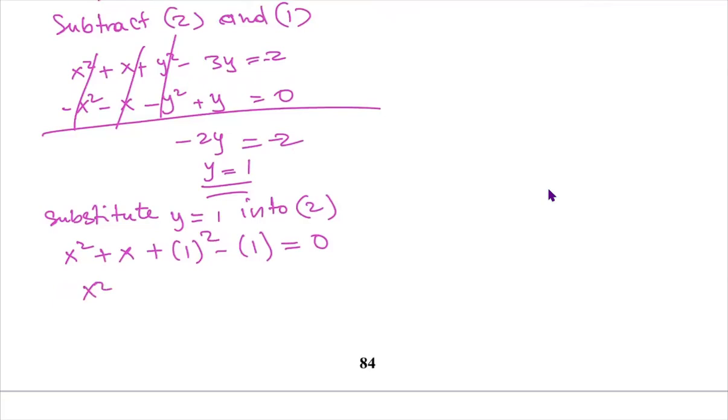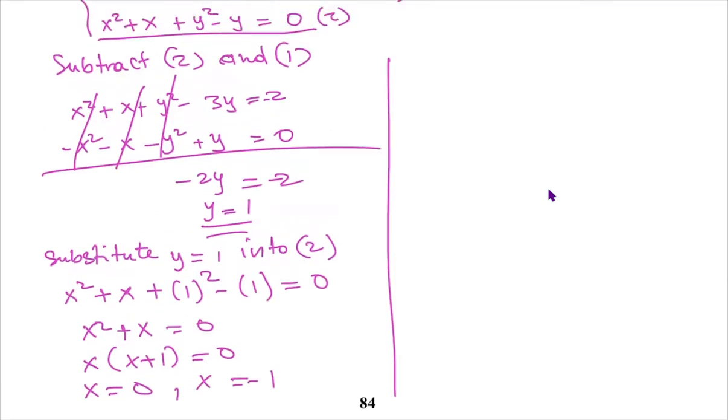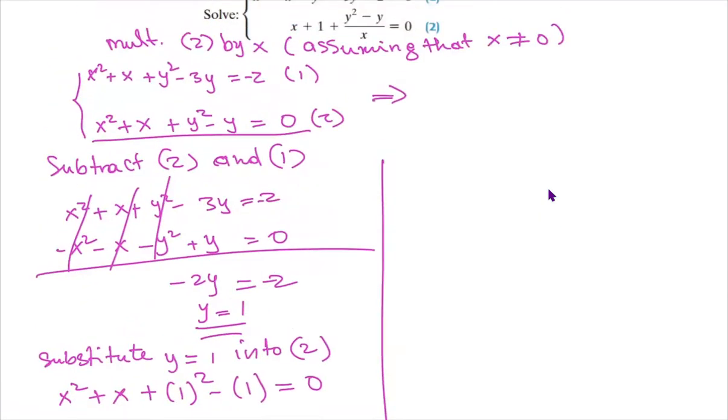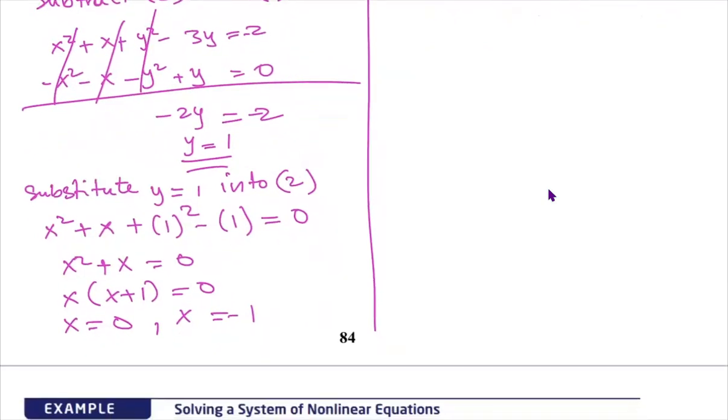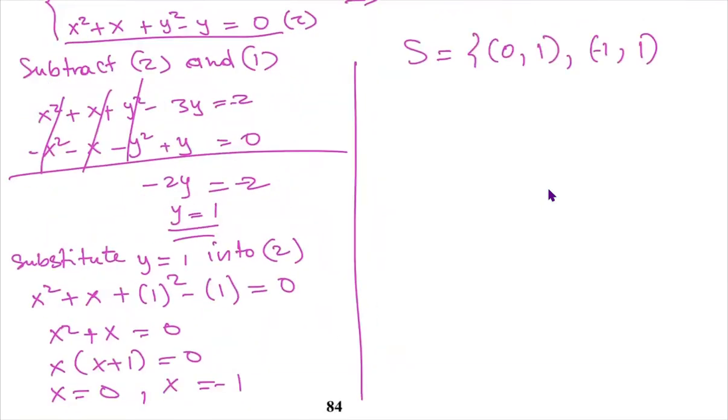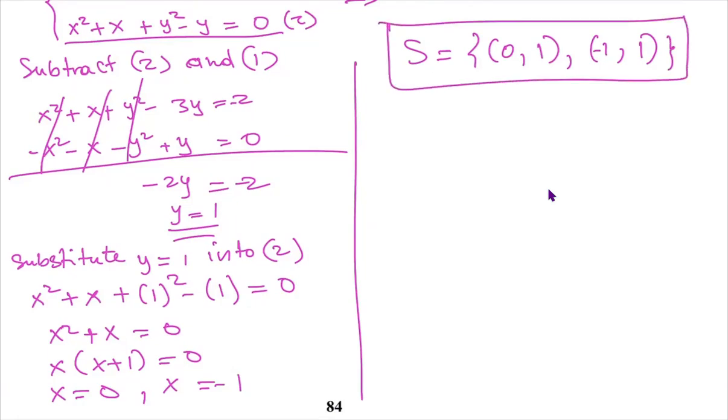So that's x squared plus x equals 0. Factor x times x plus 1 equals 0. X equals 0, x equals -1. So you would have two solutions, right? Your solution set is x equals 0, y equals 1, and x equals -1, y equals 1. So that is your solution for this.